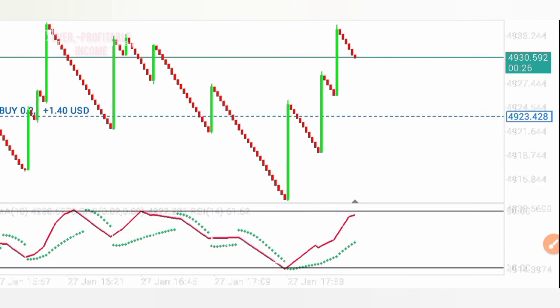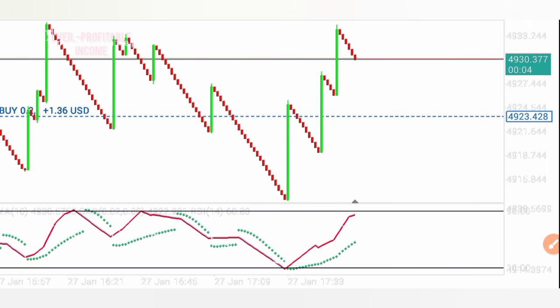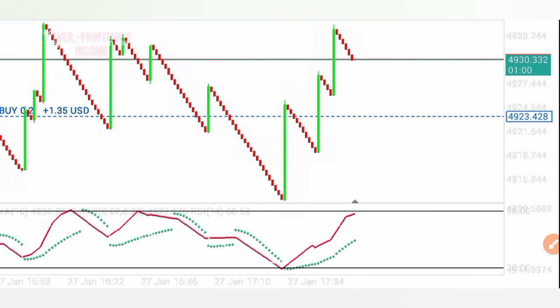So this is the strategy I've brought to you today. I want you to go over to your chart and test run it, back test it, and see if you are profitable in it before trading live with it. And drop your result in the comment section. Tell me if you got positive results or negative results. Tell me how it went.